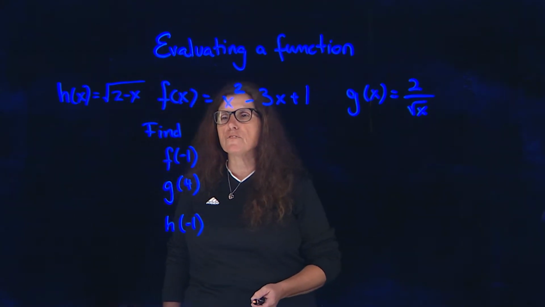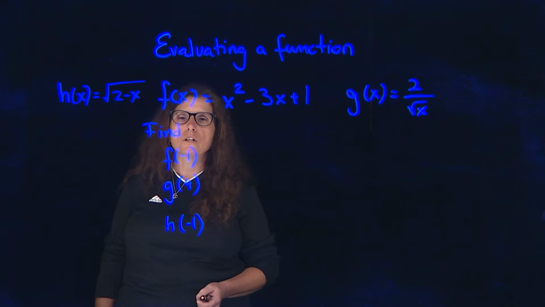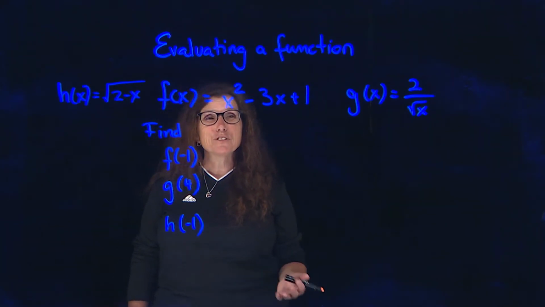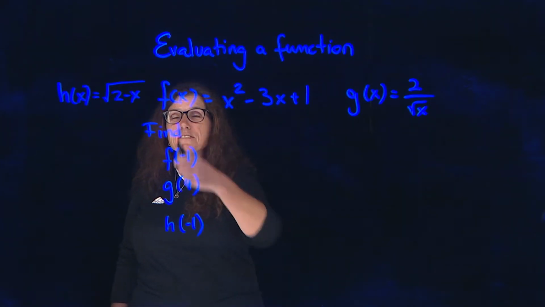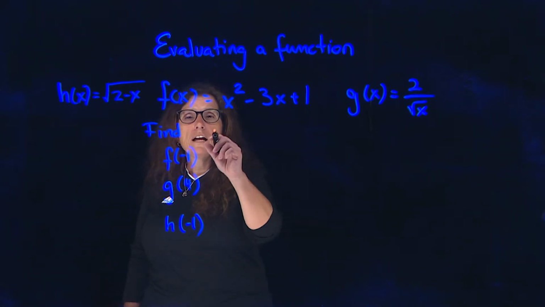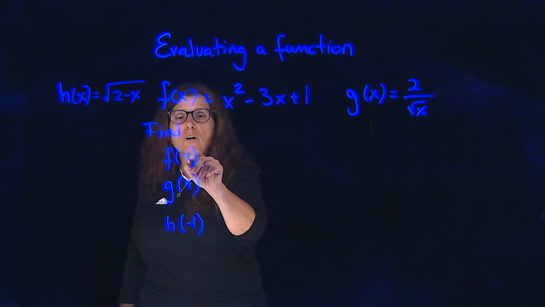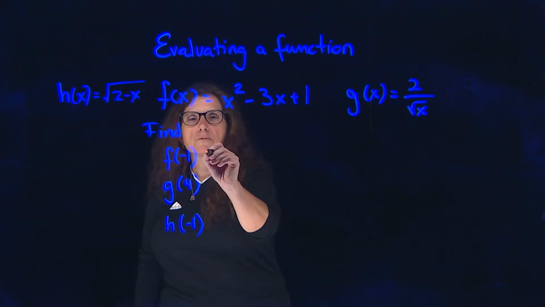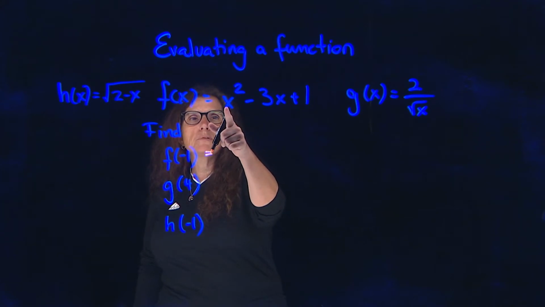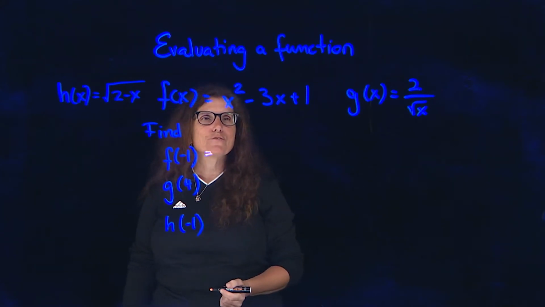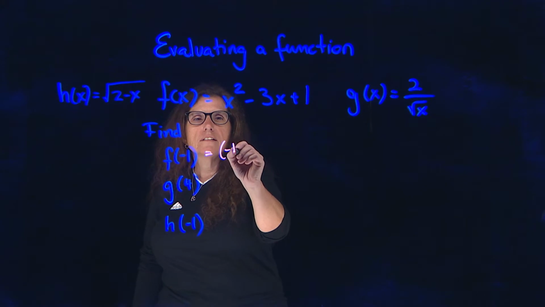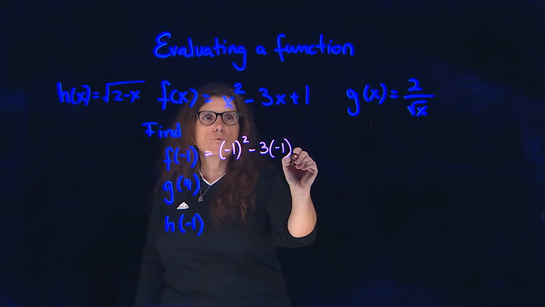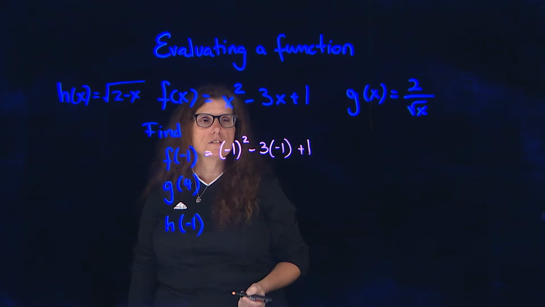So let's start with f of negative 1. Of course, if we want to evaluate this function, we have to look at the f function. That is the name I'm looking for. And we need to look at what is the y value when x is negative 1. So we go ahead and replace the x with negative 1: negative 1 squared minus 3 times negative 1 plus 1.